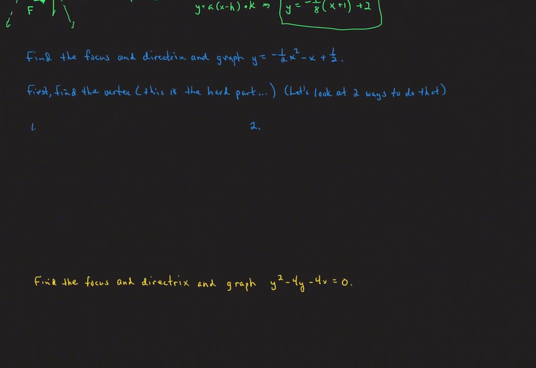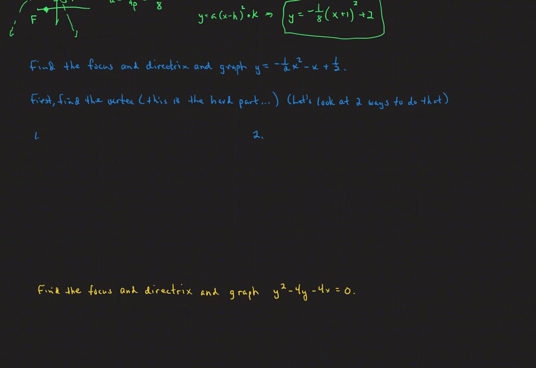This time we're going to find the focus and directrix and graph y equals negative 1/2 x squared minus x plus 1/2. When we do this, we're going to find 3 points. We're going to find the vertex, and then we'll probably just get a couple easy points, maybe the y-intercept and the symmetric point, and then we'll label our focus and directrix. So the hard part is always finding the vertex. So we have a couple of standard ways.